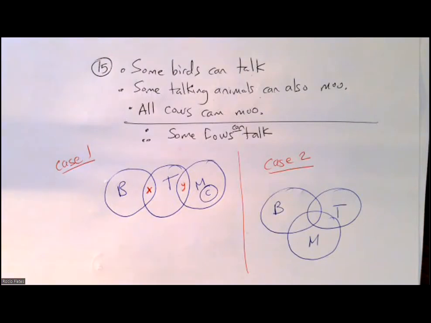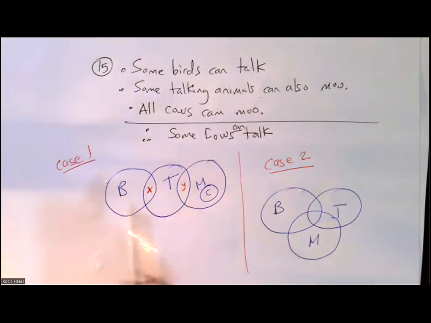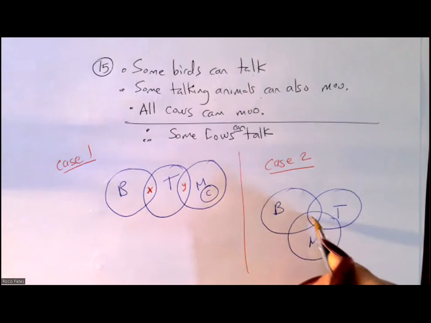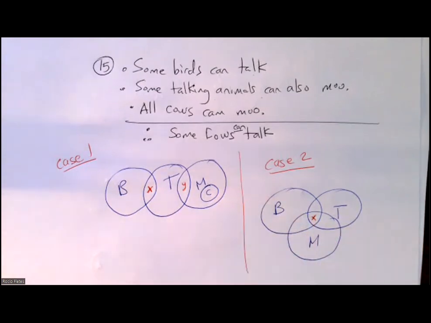So remember, where is the X? The B and the T overlap. And then also, you have an overlap between all three. All right.